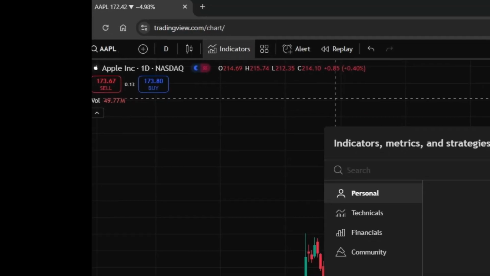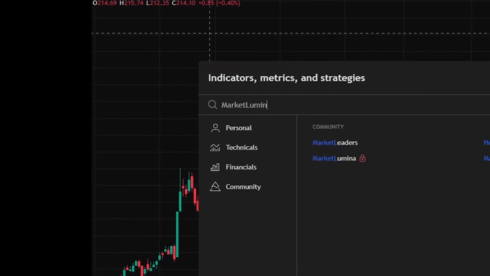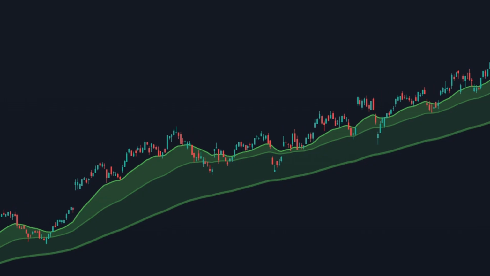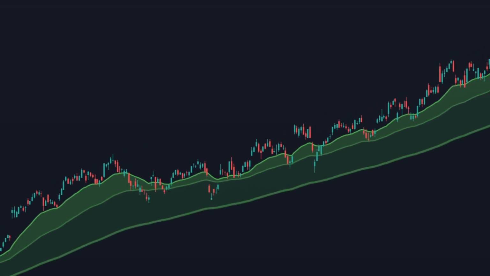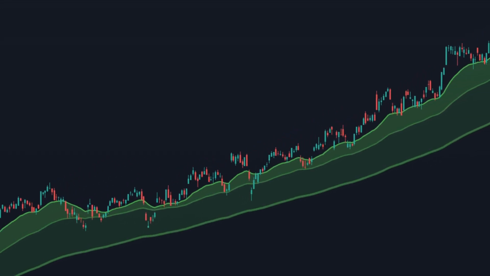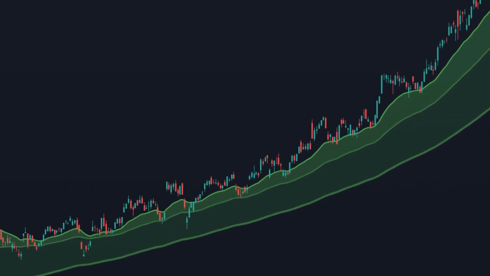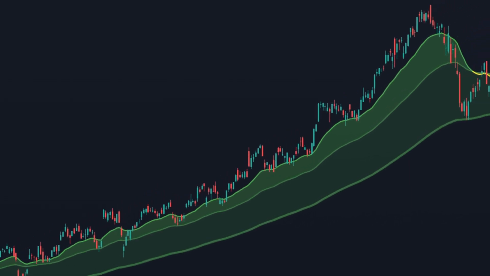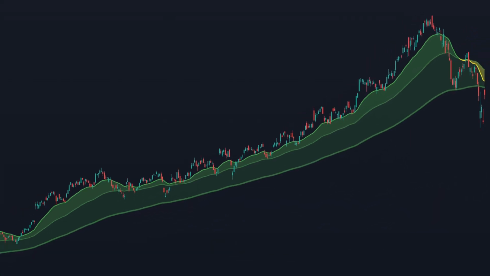Welcome to this tutorial on the Fibonacci Trend-Cloud, a standout feature of the MarketLumina indicator. If you're looking for a simple yet powerful way to analyze market trends, you're in the right place. Today, we'll break down how this tool works and how you can use it to better understand price movements, all in an easy step-by-step guide.